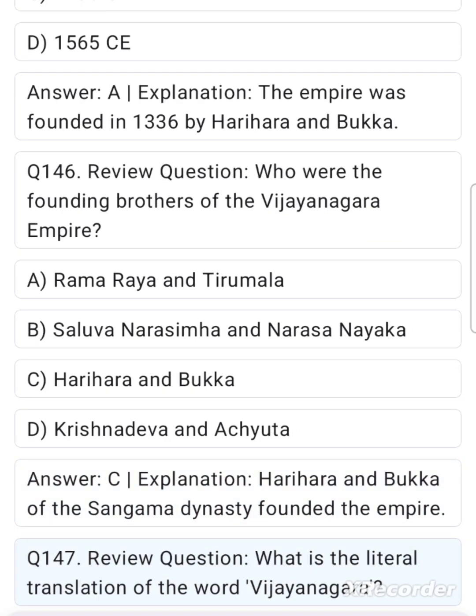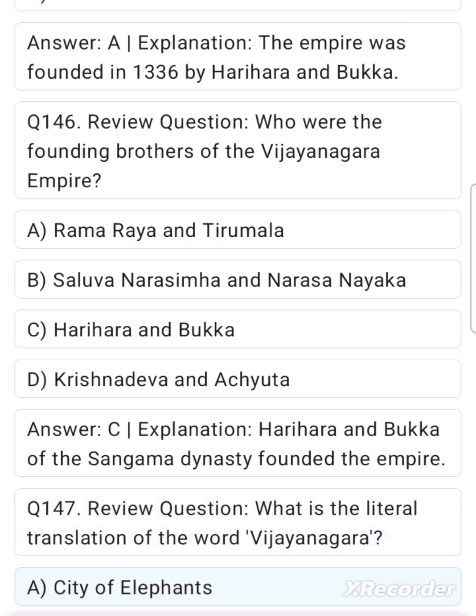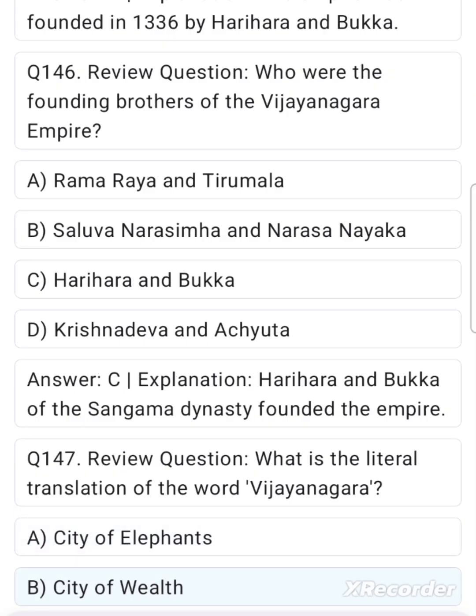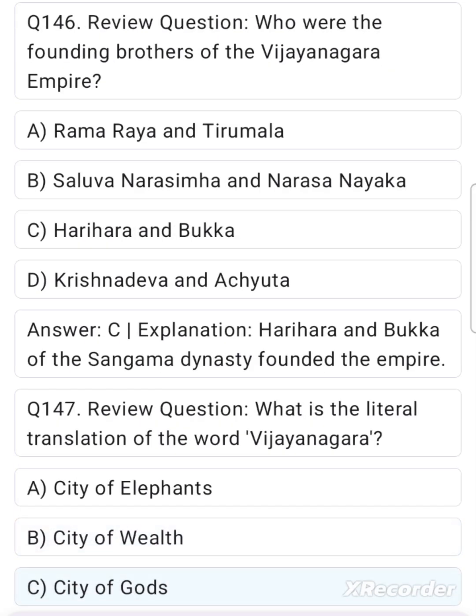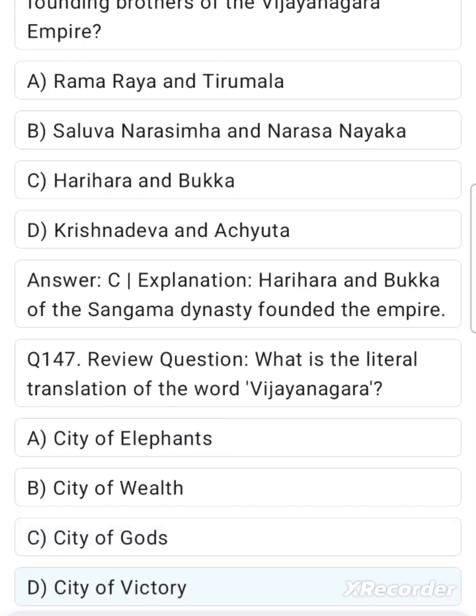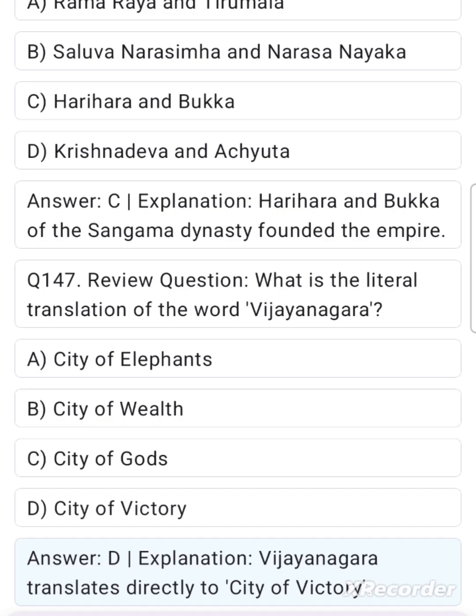Q 147. Review question. What is the literal translation of the word Vijayanagara? A. City of elephants. B. City of wealth. C. City of gods. D. City of victory. Answer: D. Explanation: Vijayanagara translates directly to City of Victory.